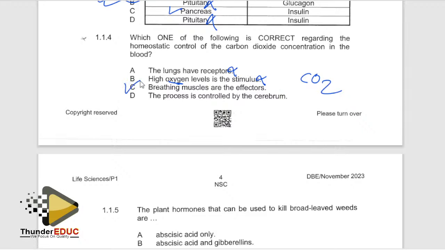The process is controlled by the cerebellum, never, because this is the cerebrum, because this is the voluntary action, and breathing is not controlled by will. You will say that I can stop breathing. Yes, you can stop, but what about when you're... Yes, we continue to the next.